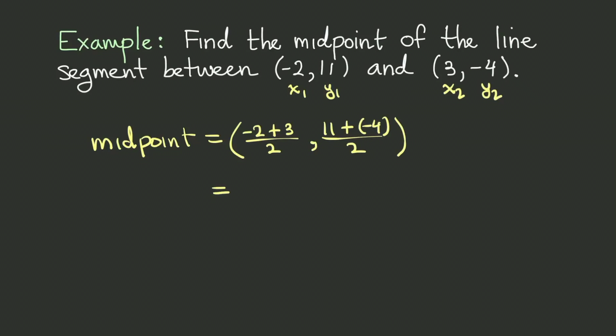Okay, so -2 plus 3, we're going to subtract the sizes, so 3 minus 2 is 1, and then we keep the sign of the larger number, or the number with the larger size, so it's going to be a +1 divided by 2. And then we have 11 plus -4, which is the same as 11 minus 4, so we have 7 over 2. There's nothing that we can do to simplify either one of those, and so this is our final answer.